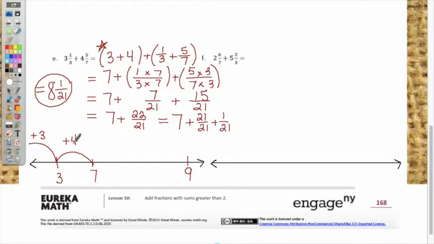Emiliano, do I need another whole number before I can add my fractions? Yes. What whole number do I need? 8. Okay, so I have the 3, I have the 4, I'm ready for 1/3. Emiliano, tell me how I do 1/3 here. Do 2 tick marks. Good. Awesome.